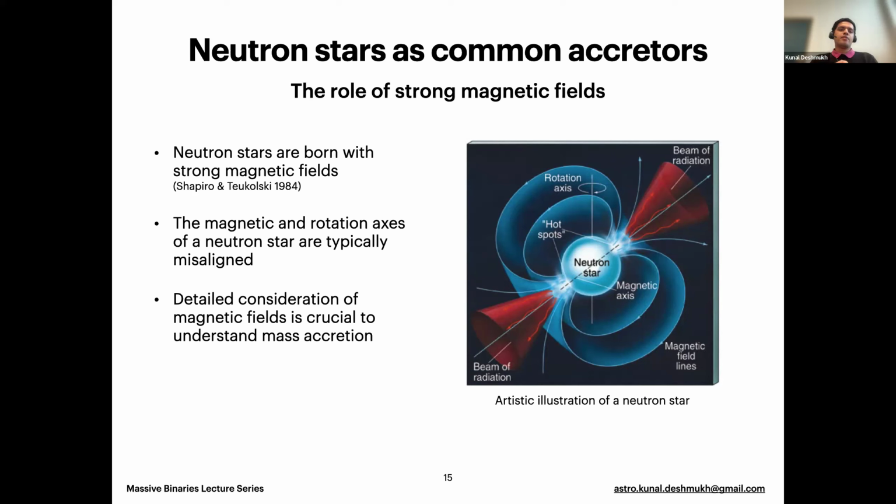onto it, right? So we have to take this into account basically whenever we want to understand how mass is being accreted and how we get this X-ray luminosity from such systems.